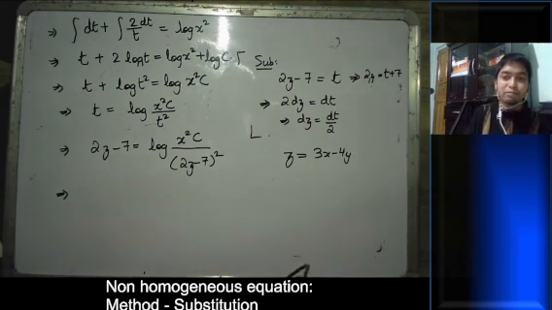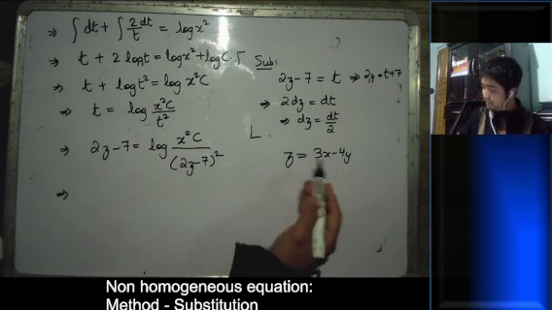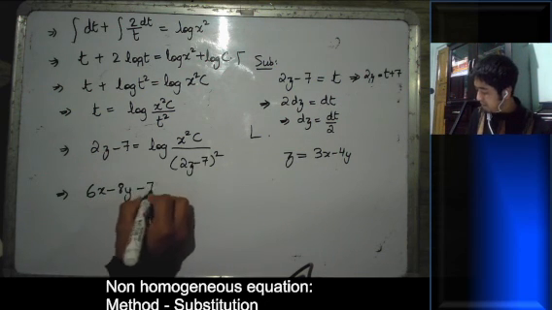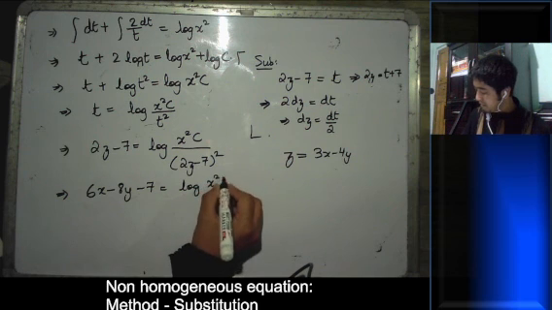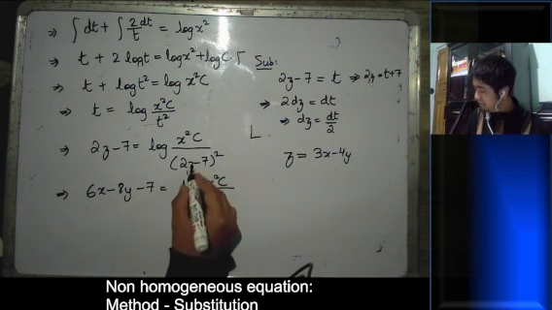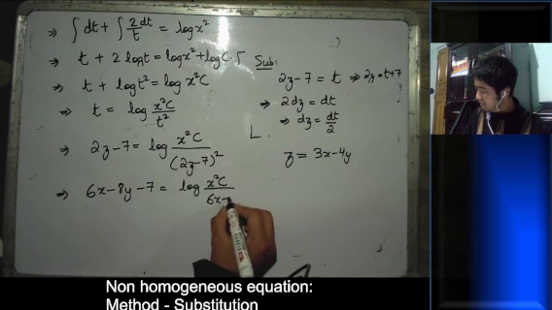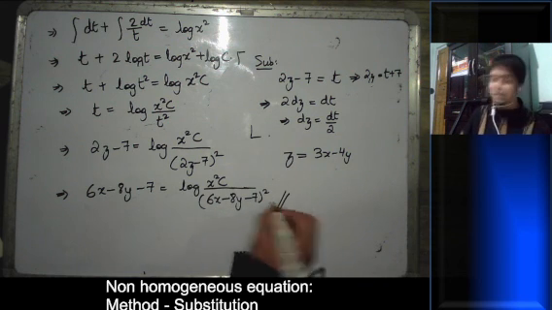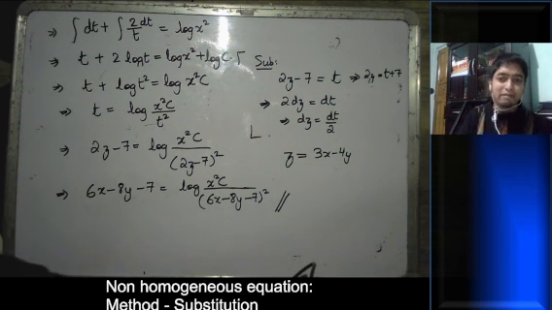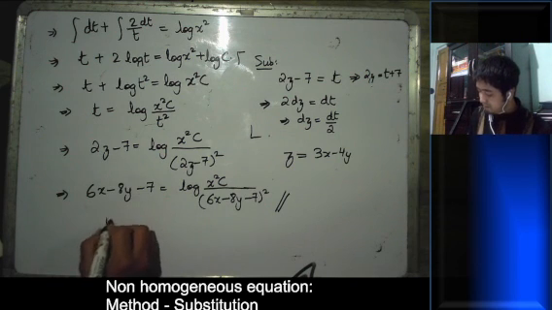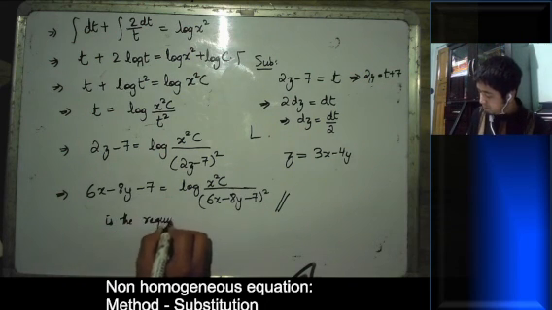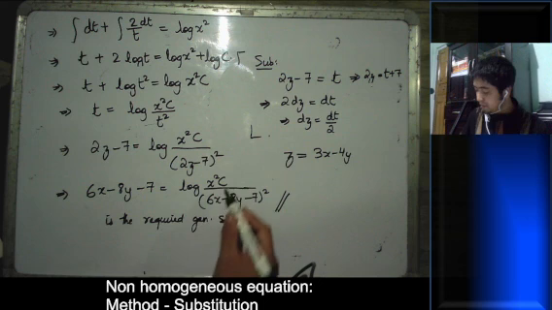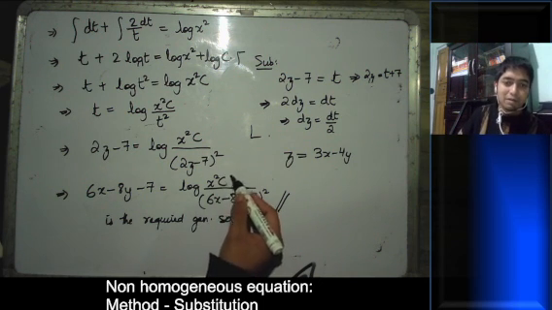Okay, because we have to write the answer in terms of x and y, that is why we will substitute it here. It becomes 6x minus 8y minus 7, x squared c divided by, again, 6x minus 8y minus 7 whole thing squared. So this one will be the final solution of the given differential equation. It is a general solution. Okay, it is a general solution because it contains only one arbitrary constant, which is c.